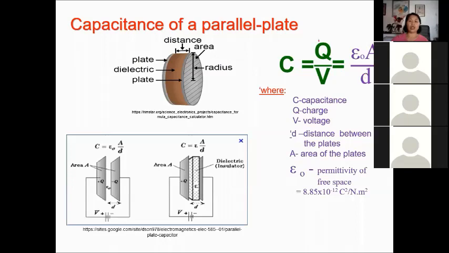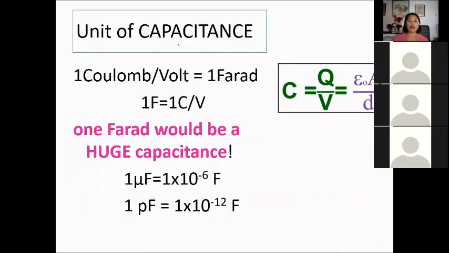So kung charge ang given at saka voltage, pwede nyo ito gamitin. But if area at saka distance, ito din gamitin ninyo. Equivalent na. The unit of capacitance is farad, and 1 farad is equivalent to 1 coulomb per volt. So usually, ang capacitance value expressed in terms of microfarad and picofarad. So micro is 10 to negative 6, pico is 10 to negative 12.